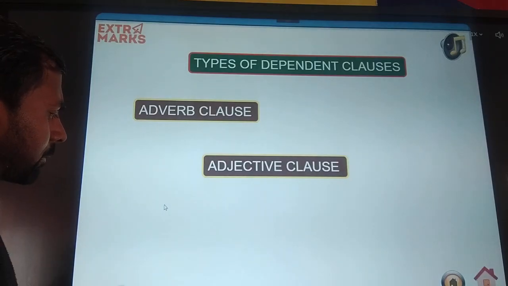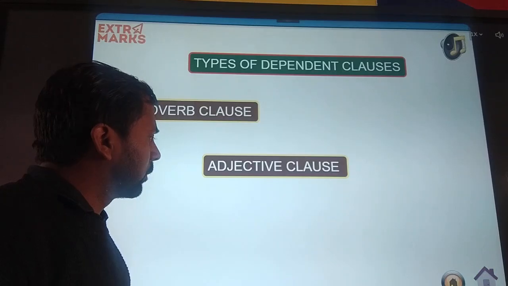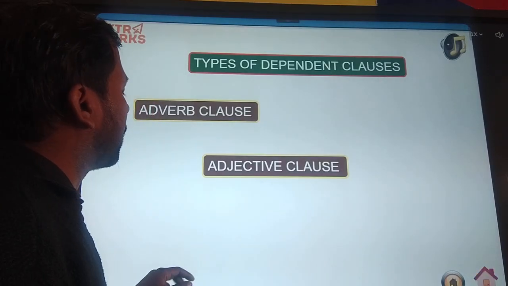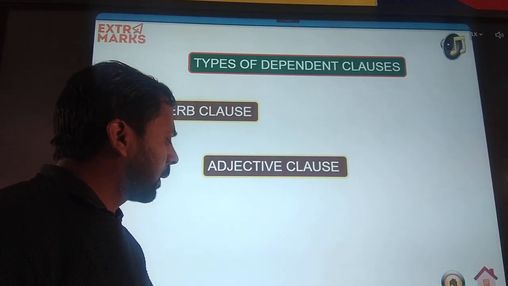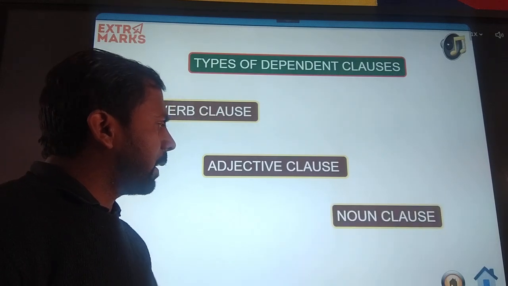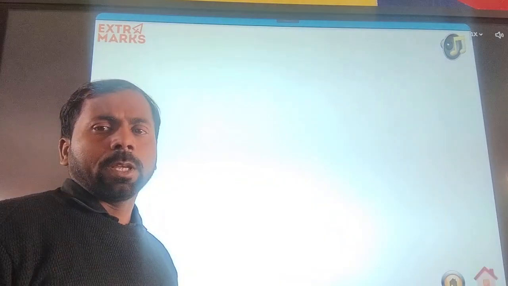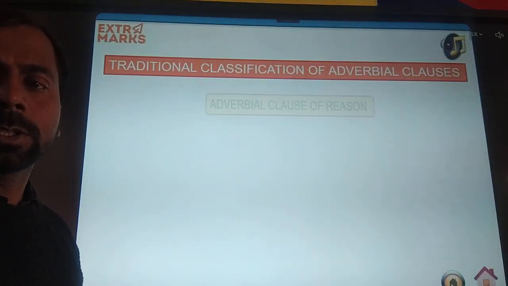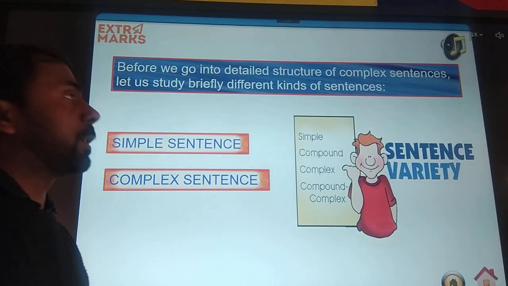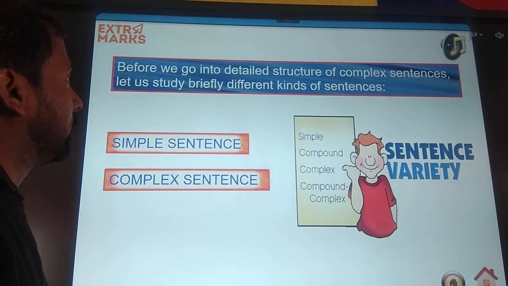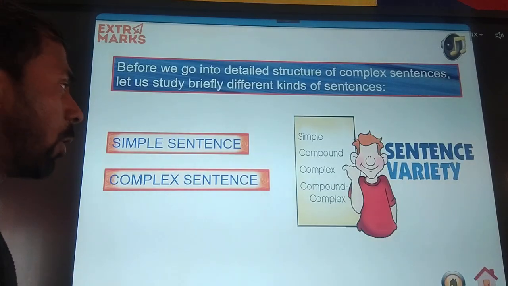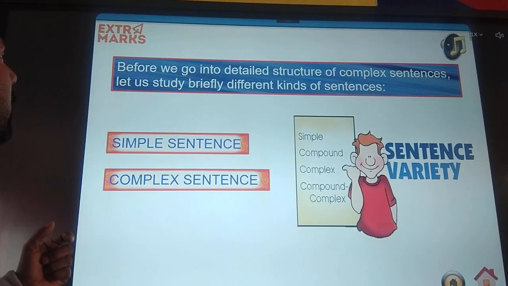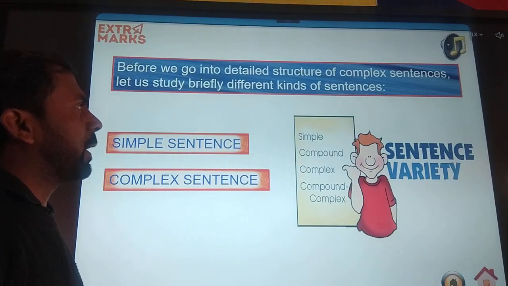Next is adverb clause, adjective clause, and noun clause. Okay, you can see easily there are three parts of clause. Okay, next, before we go into the detailed structure of the complex sentence, let us study briefly different kinds of the sentence.